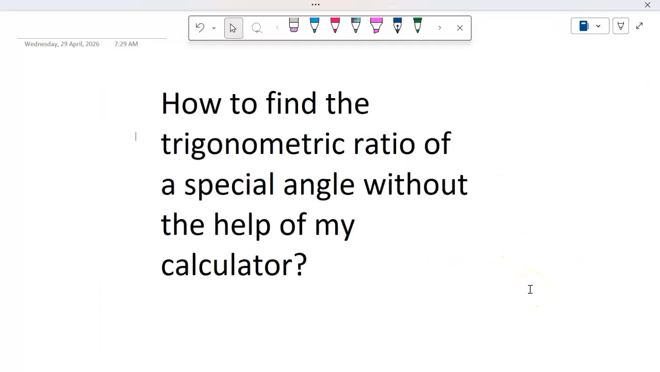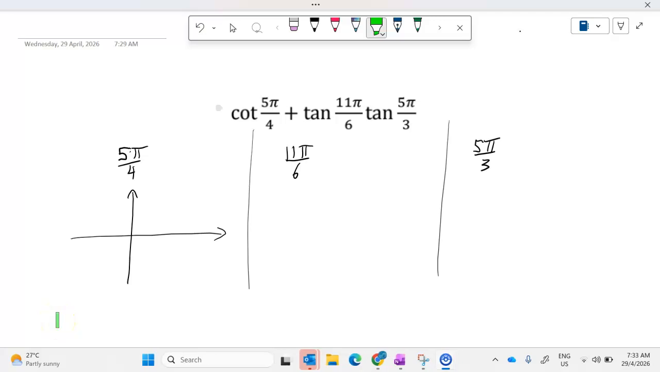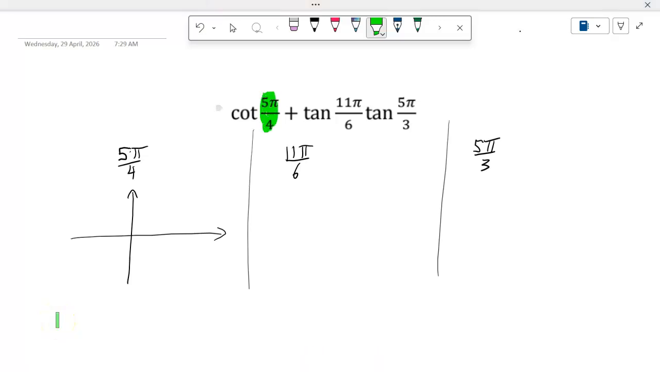In this video, we're going to see how to find any trig ratio of a special angle with no calculator. So let's take this example. We're going to divide it into three parts. The first part is just figuring out where the angles lie in the Cartesian grid. So we're going to look at 5 pi over 4.